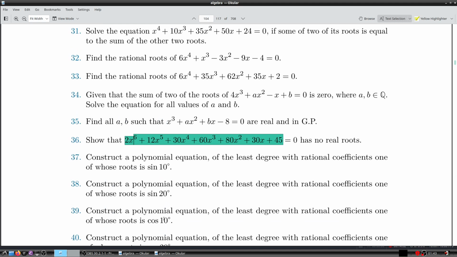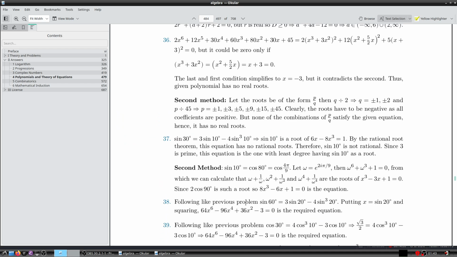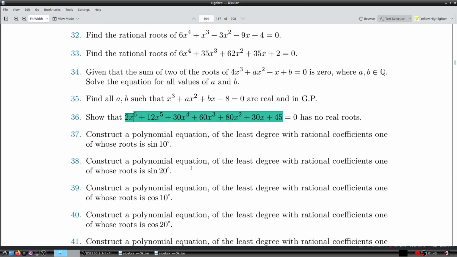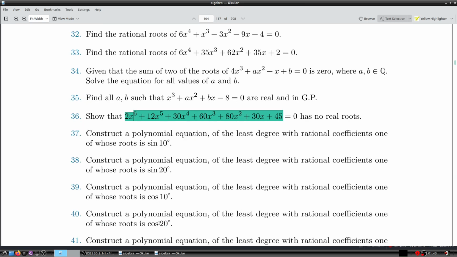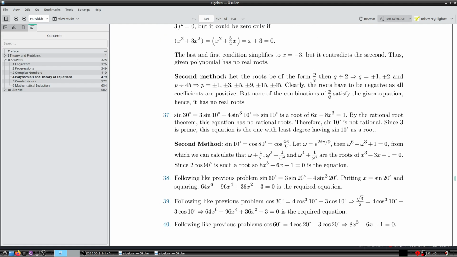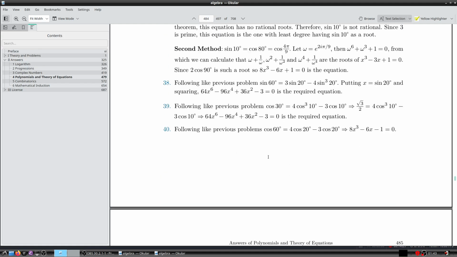And then the next problem is also similar. We have to construct the polynomial equation for cos 10 degree. For cos 10 degree, we have cos 30 degree is equal to 4 cos cubed 10 degree minus 3 cos 10 degree. So again, we do the same exercise and we have a similar equation here also. Now we move on to the next question. This is cos 20 degree. It is a similar question, so I'll skip it.